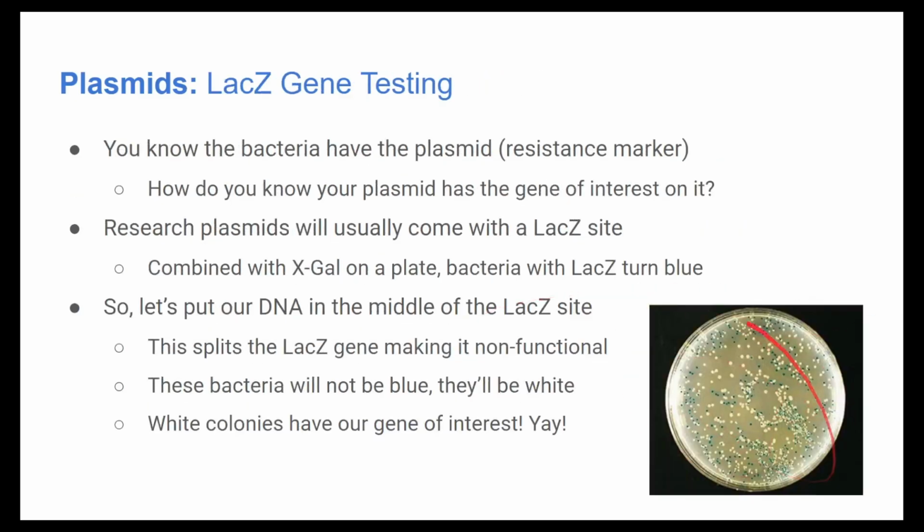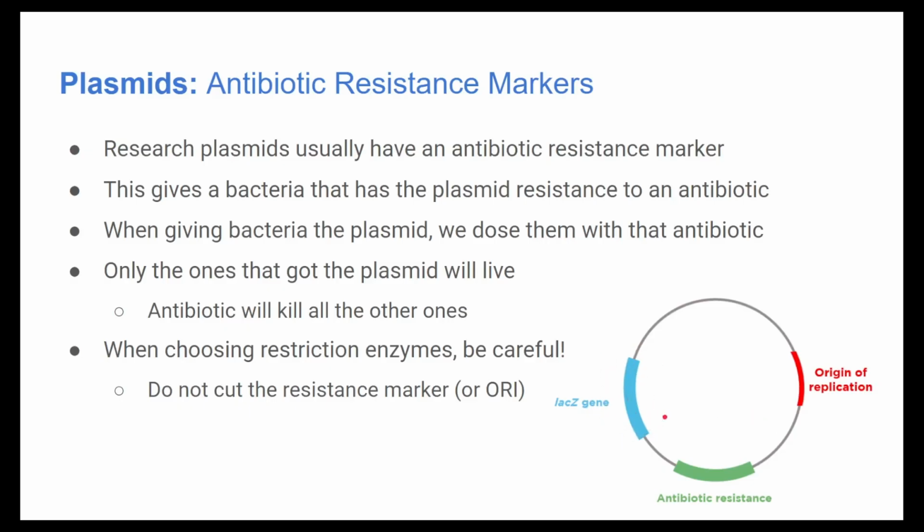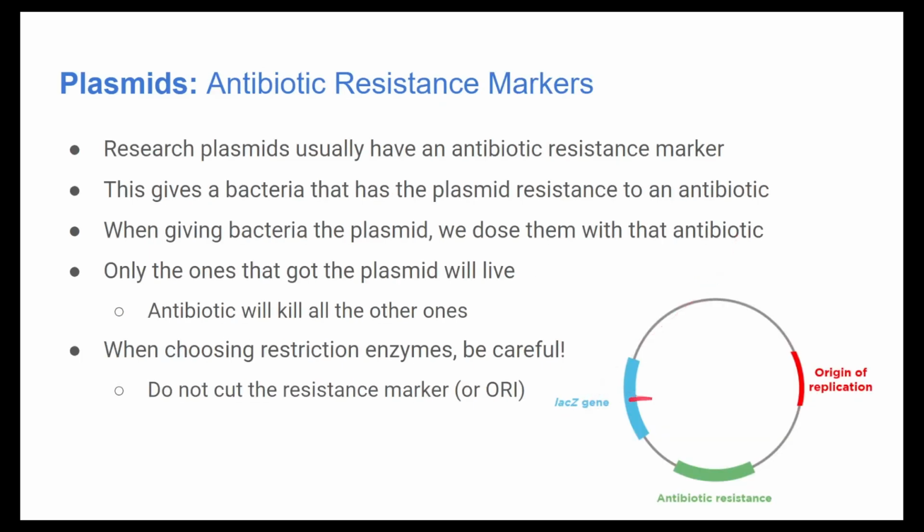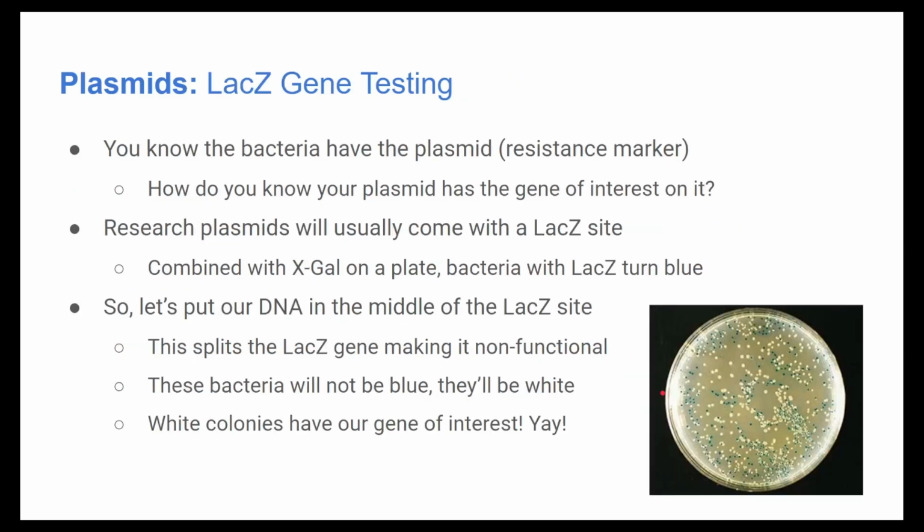Okay, A, it has the plasmid, right, because it's alive. It wouldn't be on this plate if it didn't have the plasmid. But that plasmid does not necessarily contain the gene of interest. That is why we have this LAC-Z gene on here. If LAC-Z is intact, it's going to make a protein that combines with XGAL. XGAL plus LAC-Z protein is going to make a blue pigment, and you're going to see these blue dots. That means they do not have our gene. However, what if we put our DNA in the middle of LAC-Z? Now LAC-Z is interrupted because it has something in the middle.